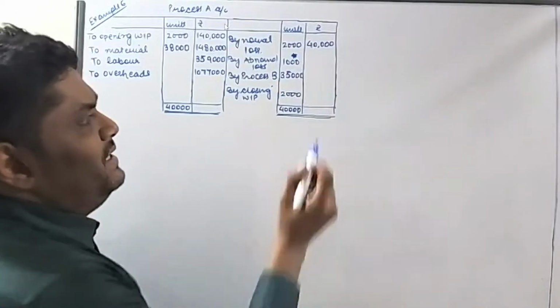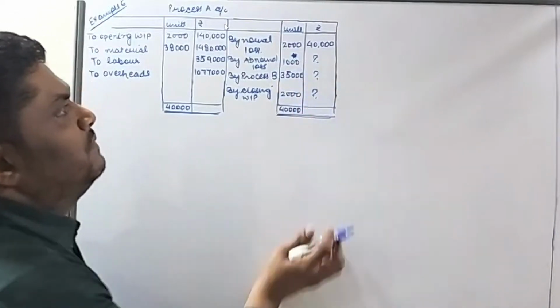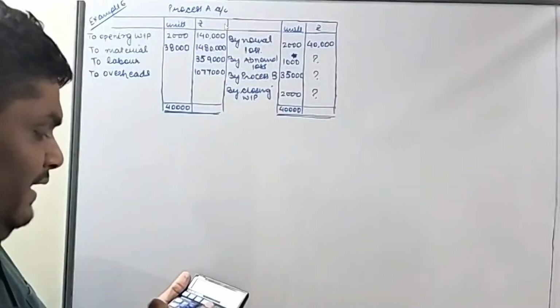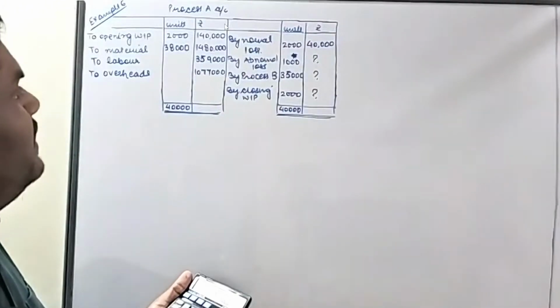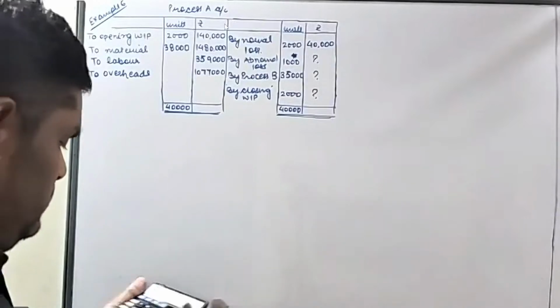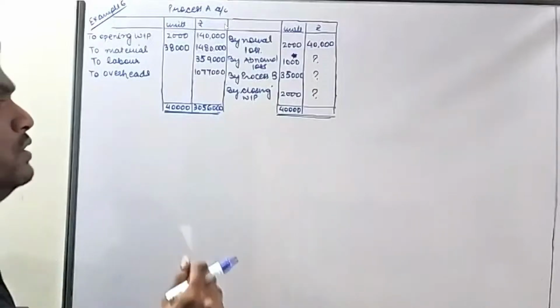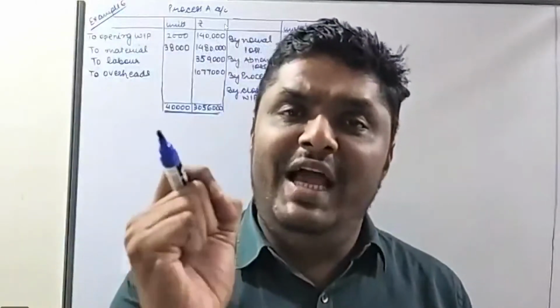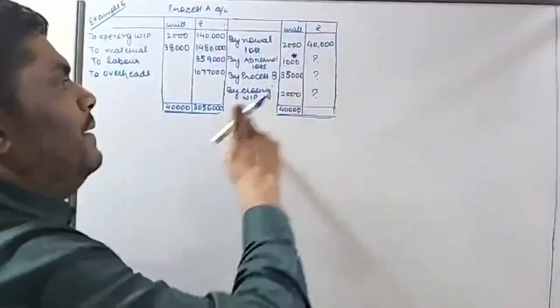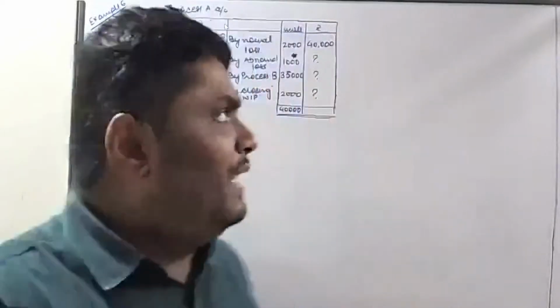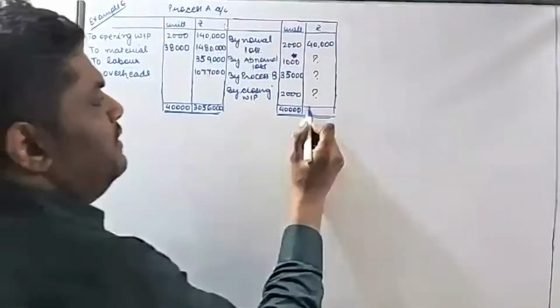Now, the point is we have to calculate these values. When talking about the total cost, it is 1,40,000 plus 14,80,000 plus 3,59,000 plus 10,77,000. So this is 30,56,000. So ultimately, we have to distribute 30,56,000 minus this 40,000 among these three: abnormal loss, process B, and closing work in progress. So this is the task we have to do now. So now let's prepare the statement of equivalent production.